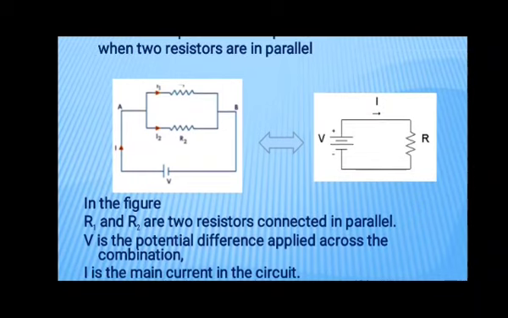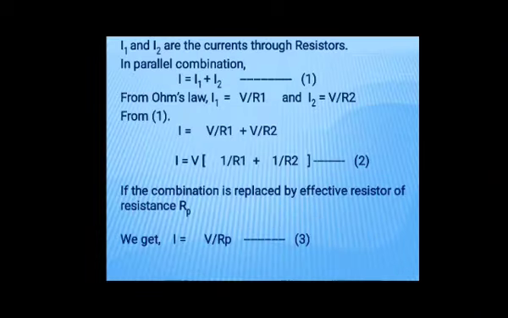Then you have to apply Ohm's law. What is Ohm's law? V is equal to IR. For parallel combination, total current I is equal to what? I1 plus I2. Now when you apply Ohm's law for the first resistor, R1 is the value of resistance and I1 is the current. V is potential difference. So when you apply Ohm's law, you will get V is equal to I1 R1 or I1 is equal to V divided by R1.